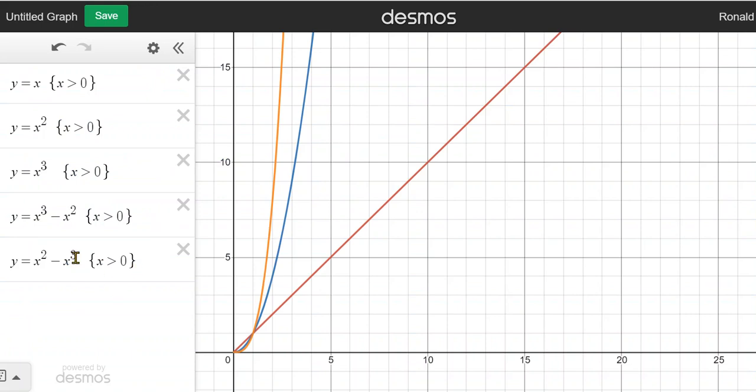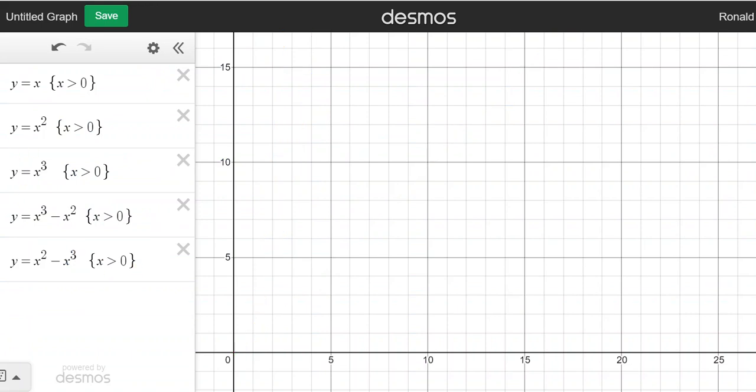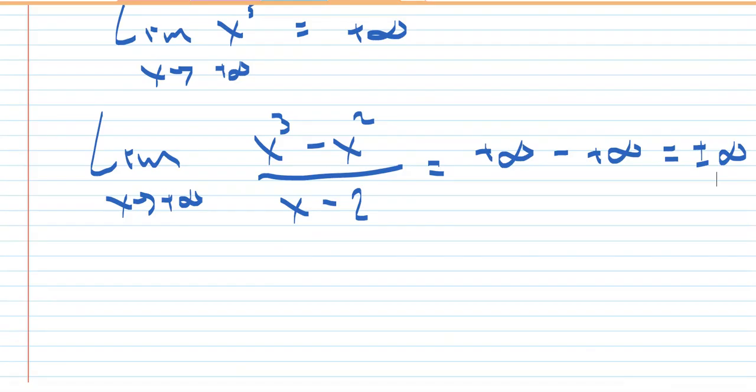So if we go to Desmos, let's just take a look at this function. This function is x cubed minus x squared. So x cubed we know is growing towards infinity. That was this graph. X squared is growing towards infinity. That's this graph. But when we subtract the two, it is still going towards infinity. So the difference of x cubed minus x squared is still positive infinity. So the answer to this is just positive infinity. X cubed minus x squared is positive infinity.